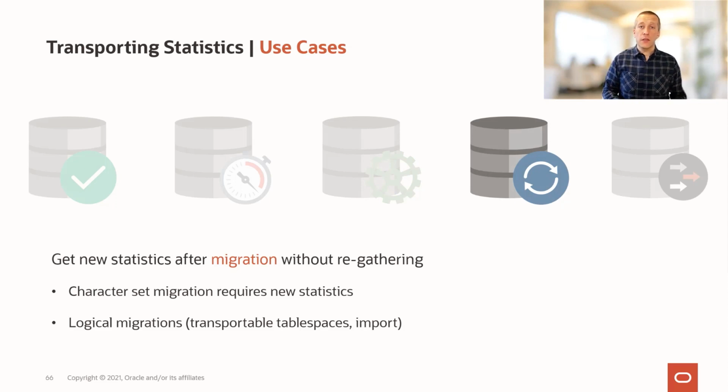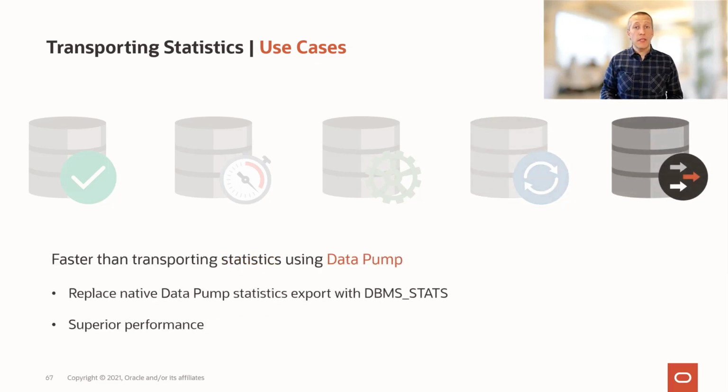Especially if you're doing a character set migration, we strongly recommend that you delete your statistics and regather. But in a very narrow downtime window, that might not be possible. So you can take the statistics from a test database, a 100% similar test database, and move those into your production database to get new and fresh statistics. And finally, you can use DBMS_STATS as a way of transporting your statistics instead of using Data Pump. You will often find that using DBMS_STATS as a means of exporting your statistics will be much faster than using Data Pump.